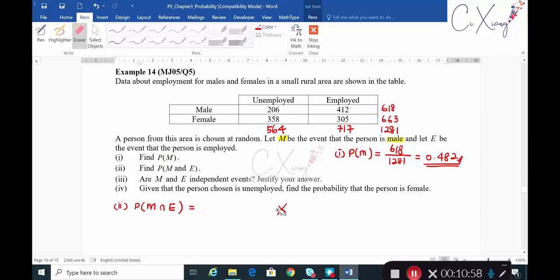Therefore, if you want to find the intersection between M and E, again, please look for the correct figure from the two-way table. So M, male, intersect with employed is this one, 412. Therefore, you should have 412 over the grand total, which is 1281. You will get 0.322.